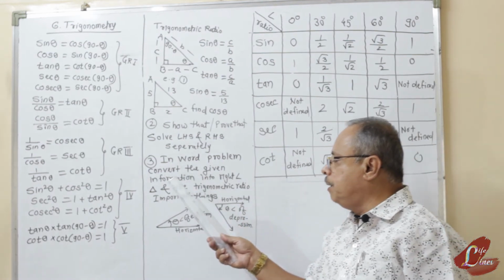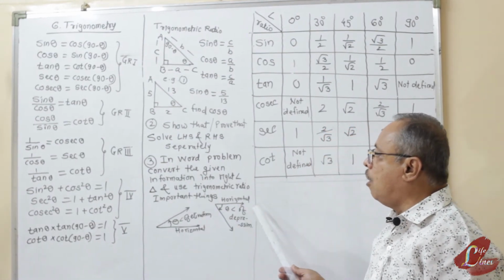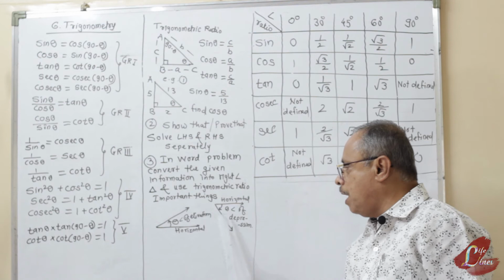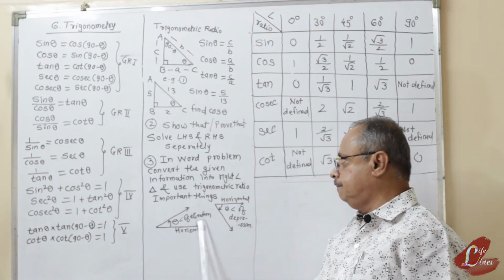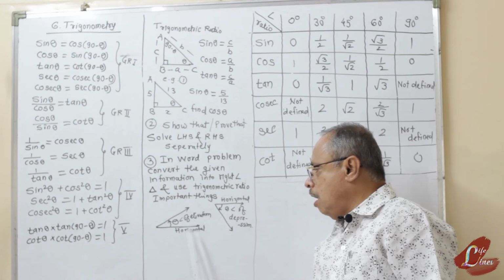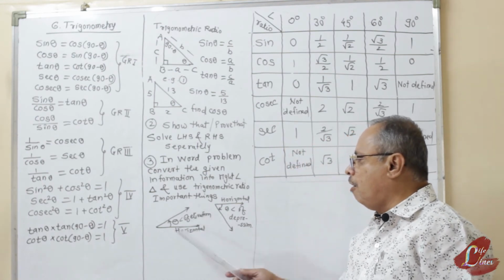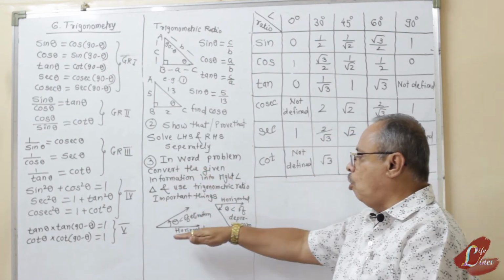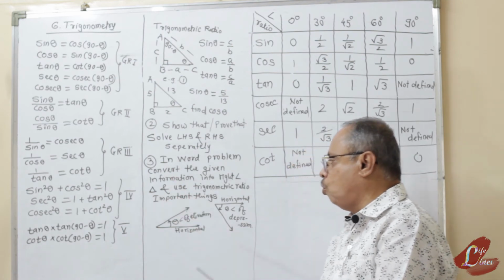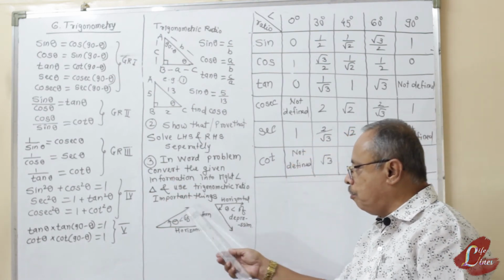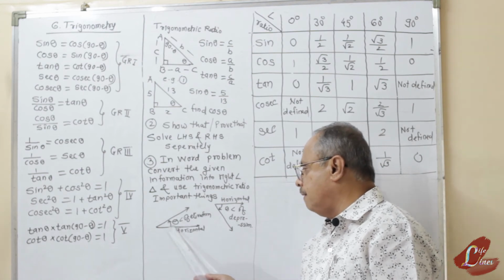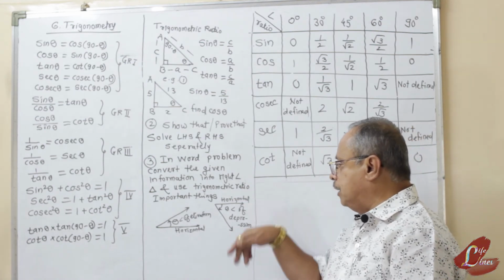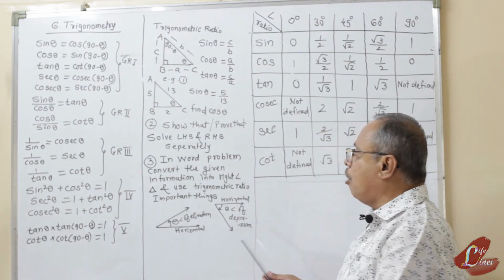There are some important word problems in our chapter, trigonometric ratio. In that case we have to use these two things. This is our horizontal level. Angle of elevation means we have to raise our eye level from the horizontal to the given object, like a temple or the top of the building. That is called angle of elevation. And angle of depression means we have to look downward from the horizontal level. That is called angle of depression.